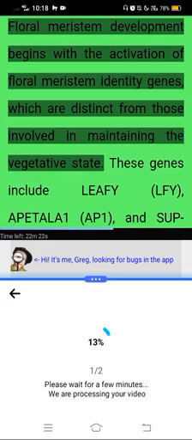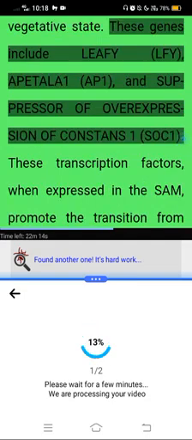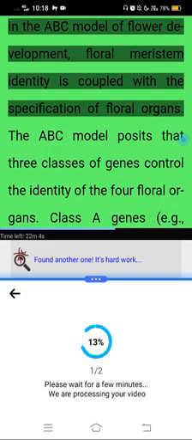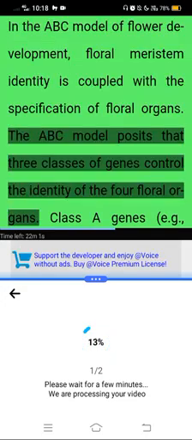Floral meristem development begins with the activation of floral meristem identity genes, which are distinct from those involved in maintaining the vegetative state. These genes include LEAFY, LFY, APETALA1, AP1, and SUPPRESSOR OF OVEREXPRESSION OF CONSTANS 1, SOC1. These transcription factors, when expressed in the SAM, promote the transition from vegetative growth to flowering and determine the identity of the floral meristem. In the ABC model of flower development, floral meristem identity is coupled with the specification of floral organs. The ABC model posits that 3 classes of genes control the identity of the 4 floral organs.